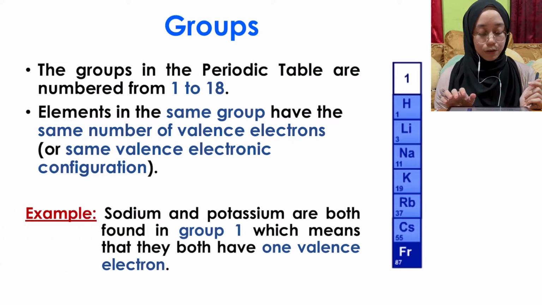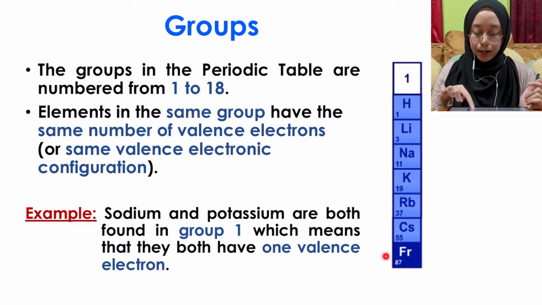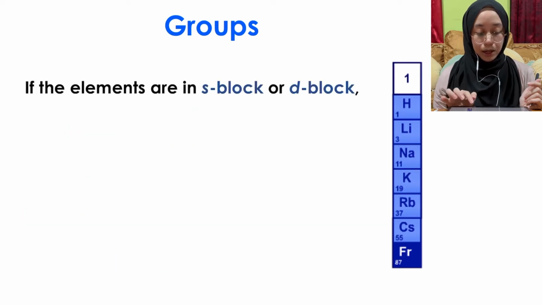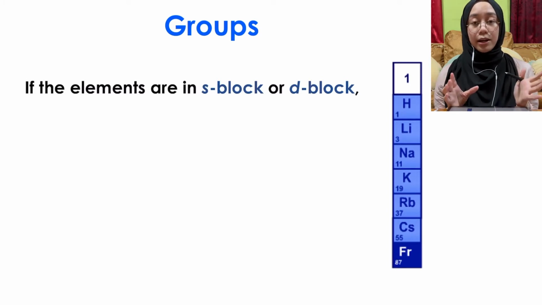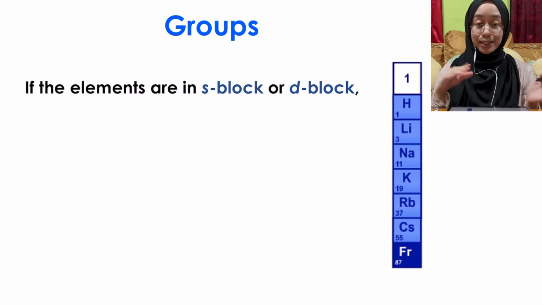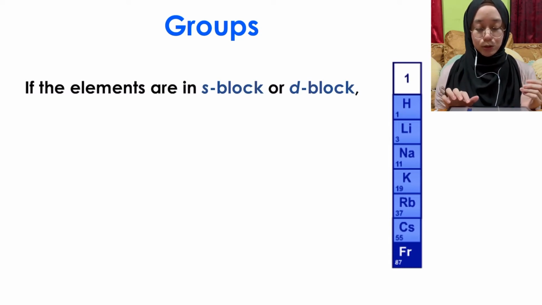For example, if we have sodium and potassium, looking at the right here, sodium Na and then potassium, since they are in the same group, it means they both have the same number of valence electrons. And if the elements are in F-block or D-block, we haven't gone into the blocks yet, but just keep this in mind, because after this we will go into blocks.